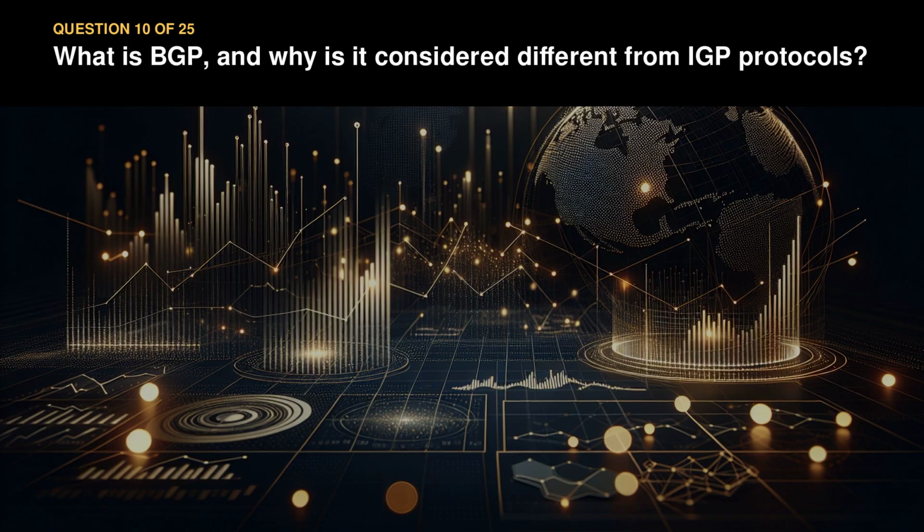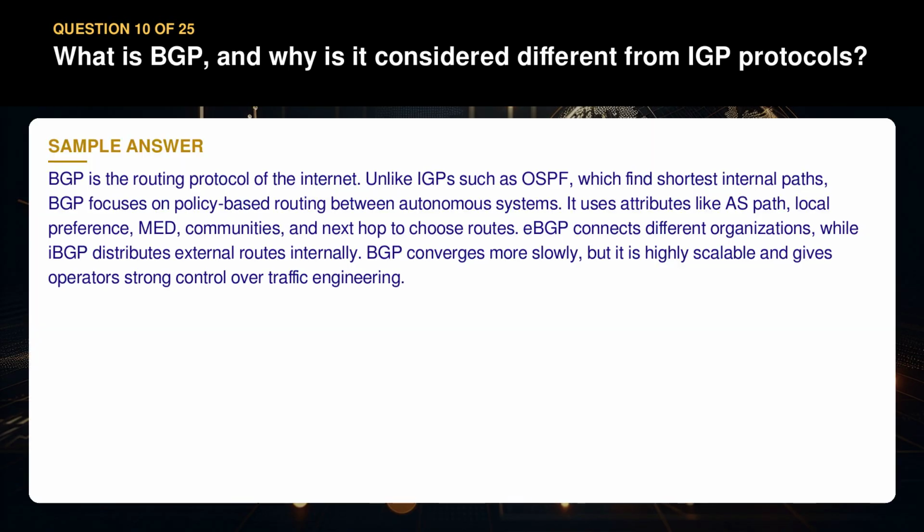Question 10. What is BGP, and why is it considered different from IGP protocols? BGP is the routing protocol of the Internet. Unlike IGPs such as OSPF, which find shortest internal paths, BGP focuses on policy-based routing between autonomous systems. It uses attributes like AS path, local preference, MED, communities, and next hop to choose routes. eBGP connects different organizations, while iBGP distributes external routes internally. BGP converges more slowly, but it is highly scalable and gives operators strong control over traffic engineering.